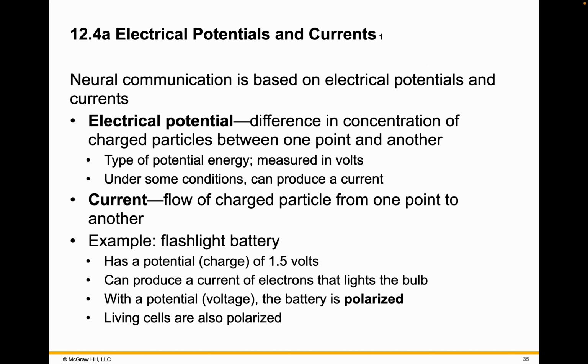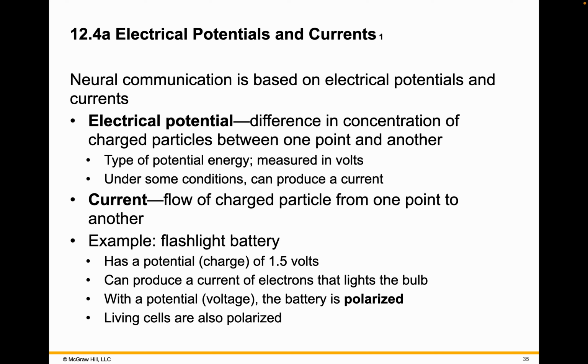Neural communication is based on electrical potentials and currents. So back to physics class for a minute. We have electrical potential, which is a difference in concentration of charged particles between one point and another. That is a type of potential energy. The measurement unit for that is volts, and under some conditions that voltage can produce a current. Current is a flow of those charged particles from one point to another.